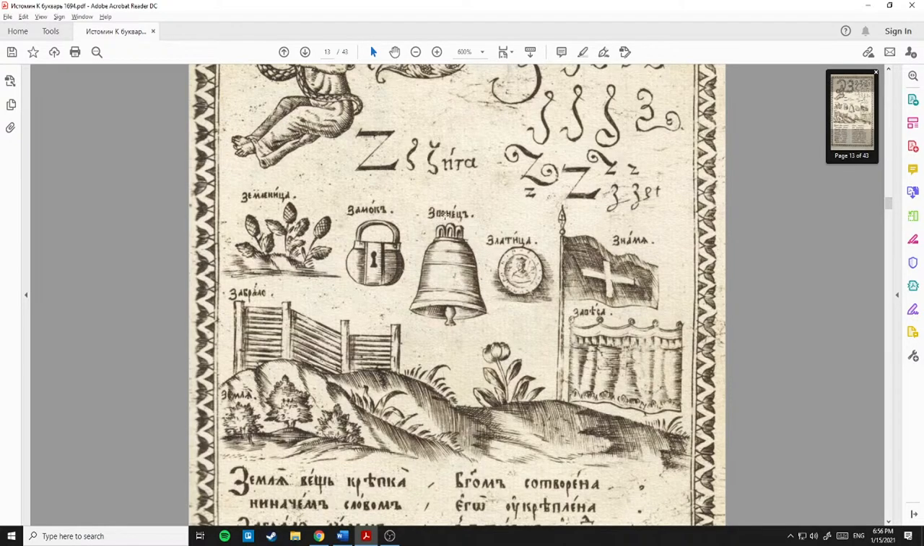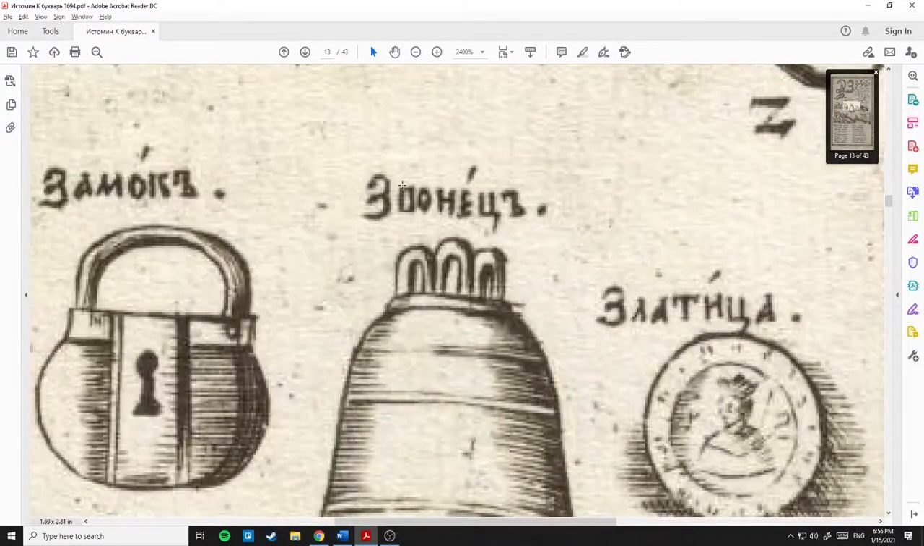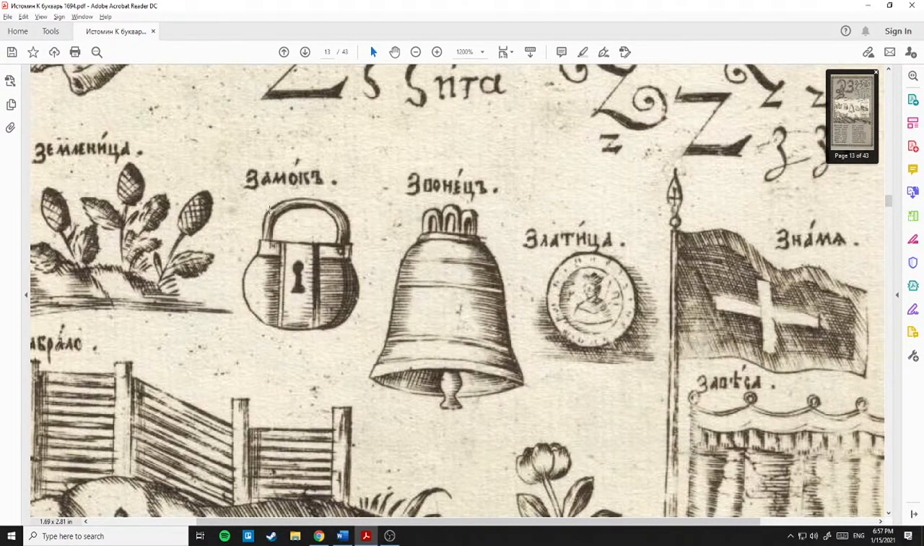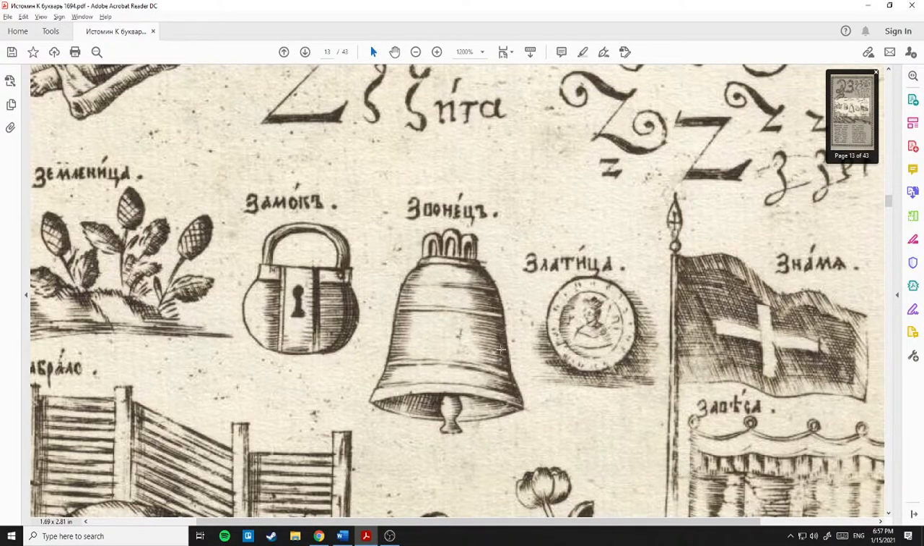And this is pretty interesting. Sometimes this is the shape of the V, so they don't actually write the line. They just make a square, a rectangle. So this is zvonets, because the O was still written like it was. So this is a bell. Zvanok. In Bulgarian, they actually still use this term, I believe. Maybe there's someone who speaks Bulgarian who can correct me.